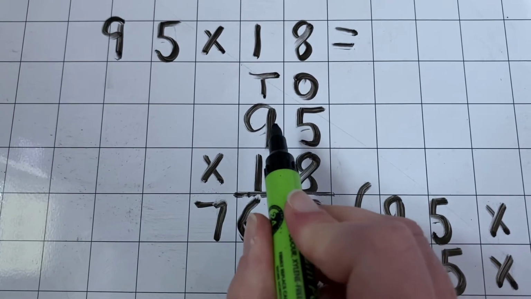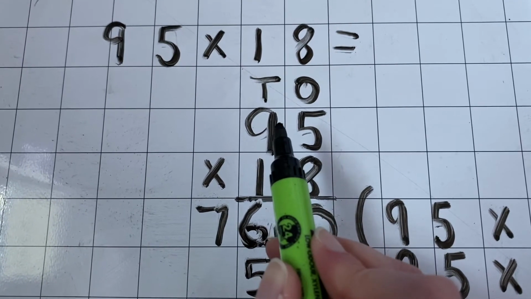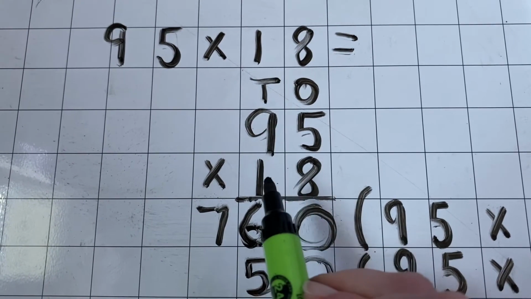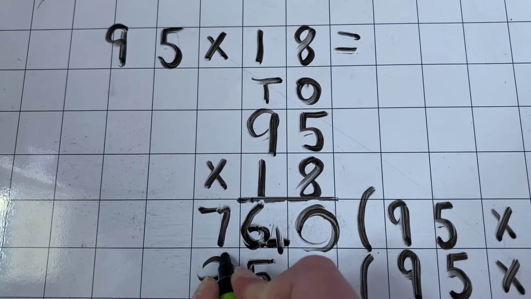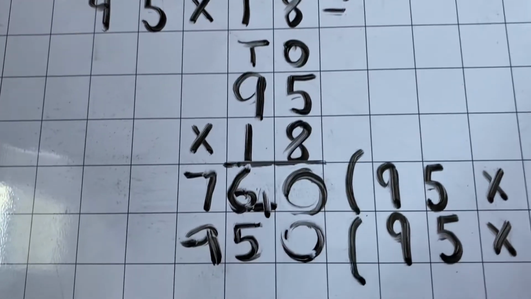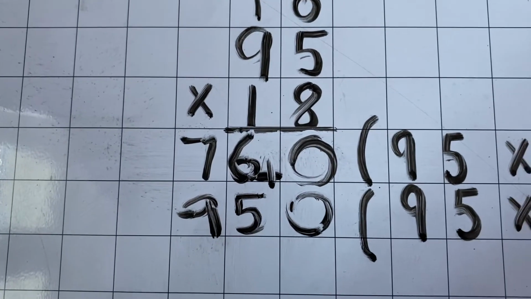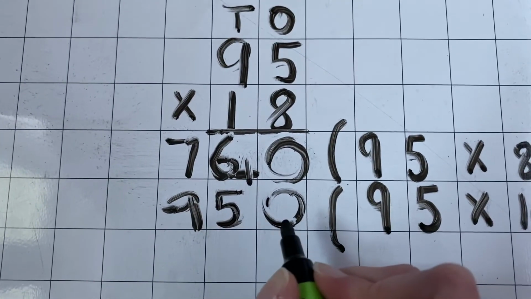10 times 90, or 90 times 10, is 900. Therefore, the 9 goes in the hundreds column. Now we have our answer. 95 times 10 is 950.